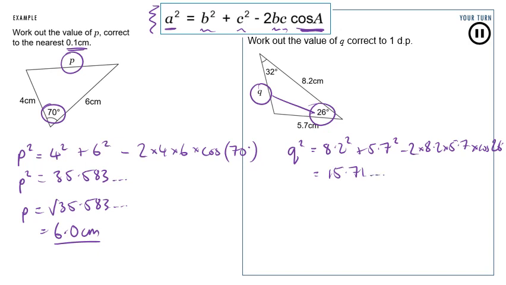We don't round it yet, and to find q, we need the square root, and we're asked for it to 1 decimal place, so that's 4.0.